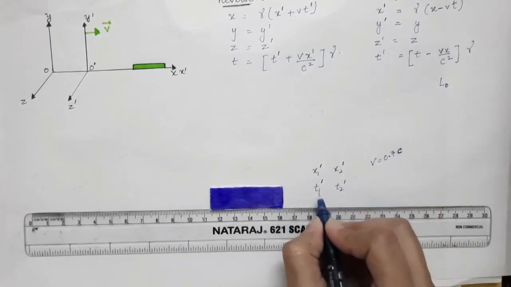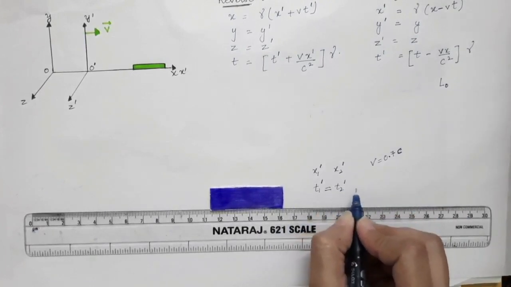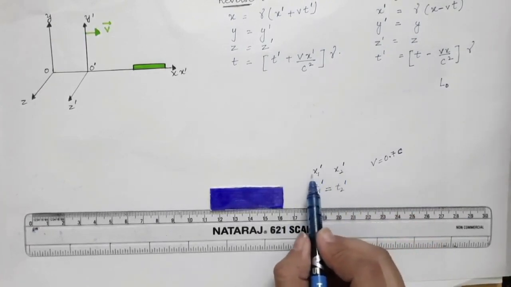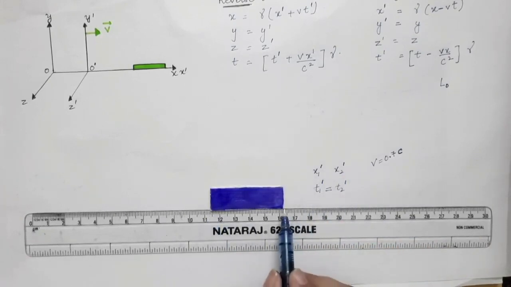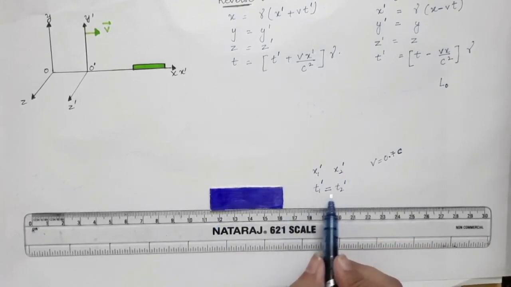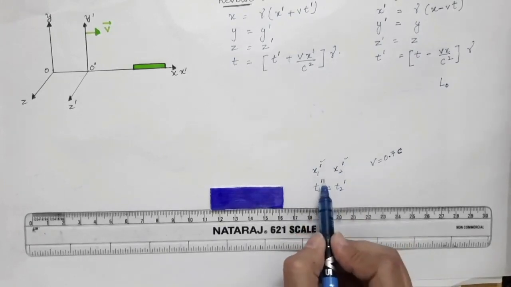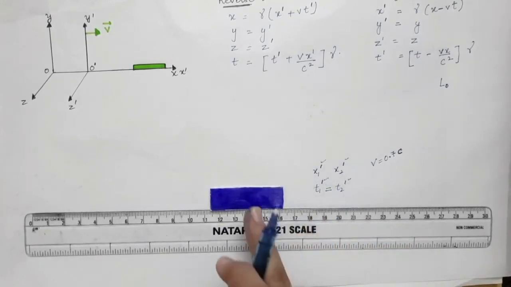So t1 prime must be equal to t2 prime, meaning x1 prime and x2 prime must be measured at the same instant of time in a moving frame. I have used a prime over here, which means I am talking about a moving object.